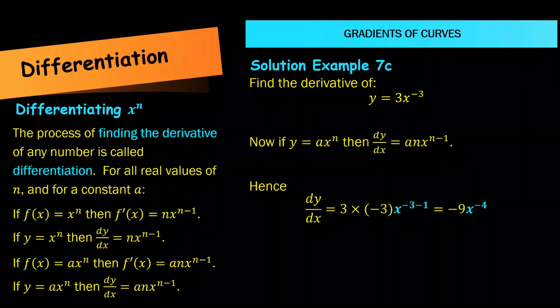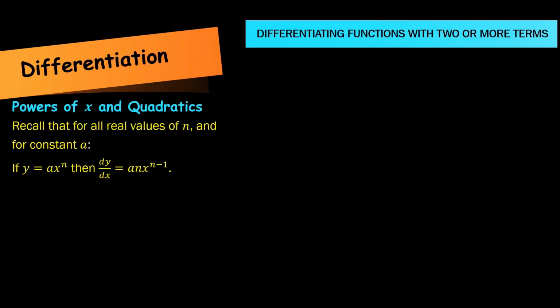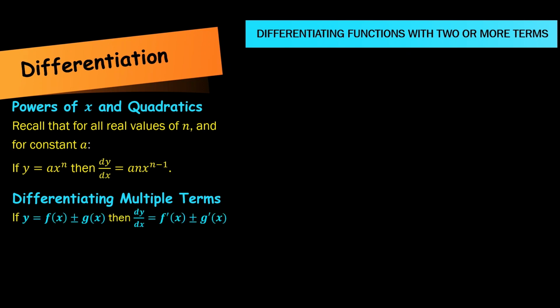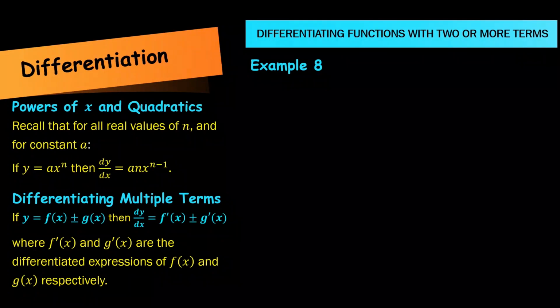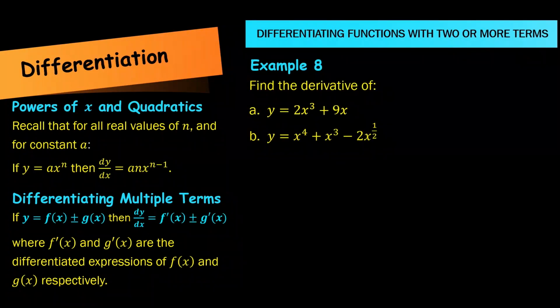Let's now see what happens when we differentiate multiple terms. So if y equals f of x plus or minus g of x, then we have that dy dx equals f dash of x plus or minus g dash of x, where f dash of x and g dash of x are the differentiated expressions of f of x and g of x respectively. Let's take a look at an example. Pause the video and have a go. Press play when you're ready to view the solutions.